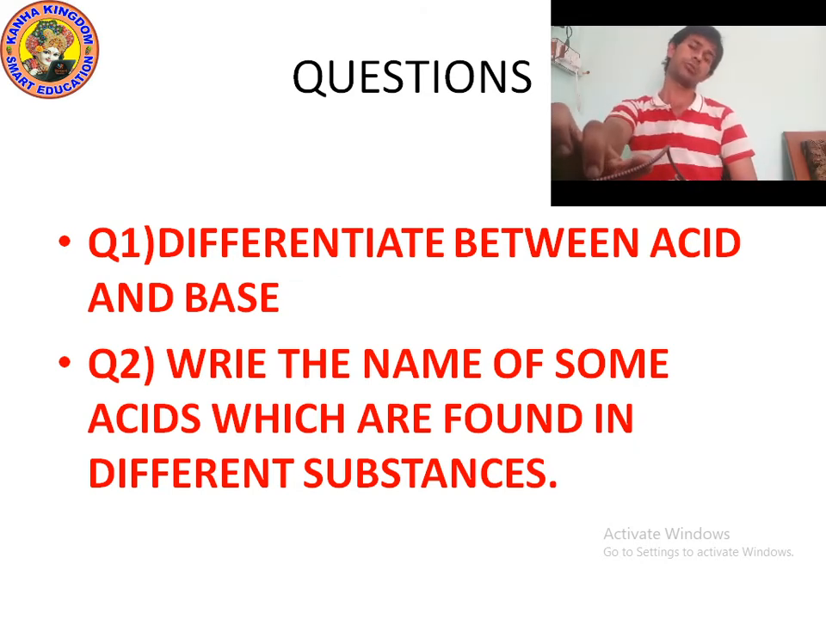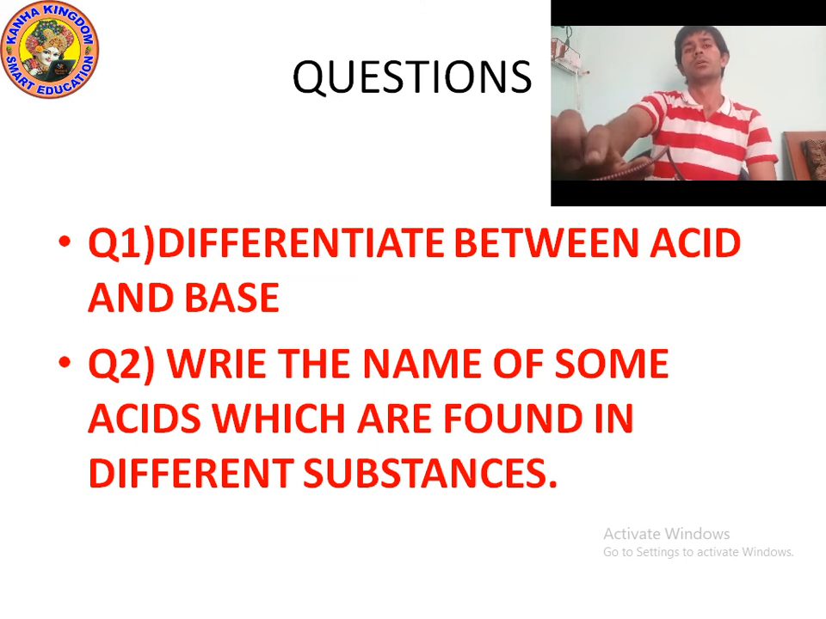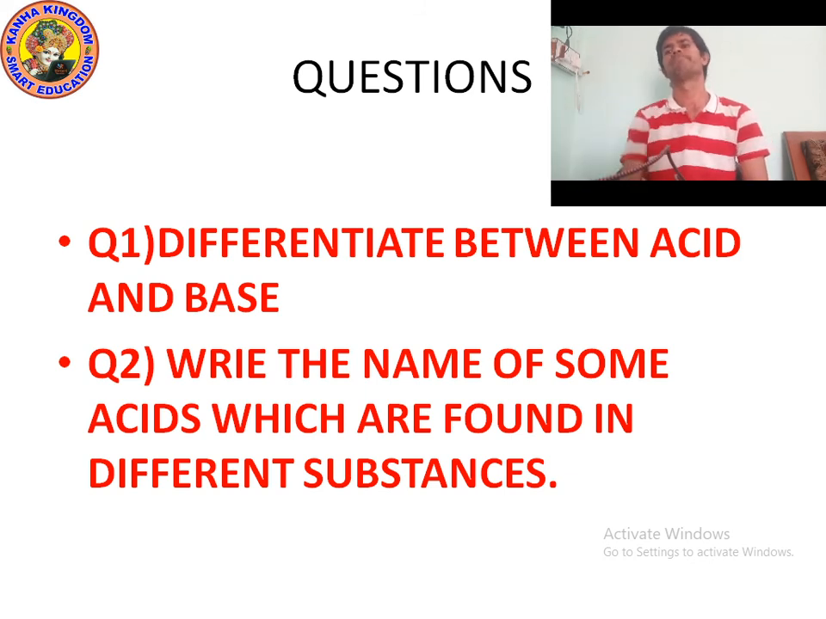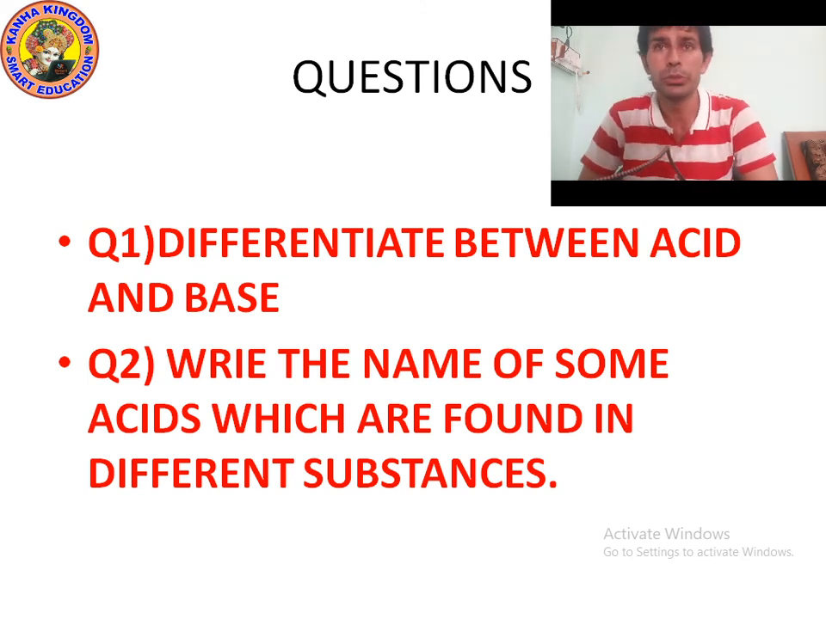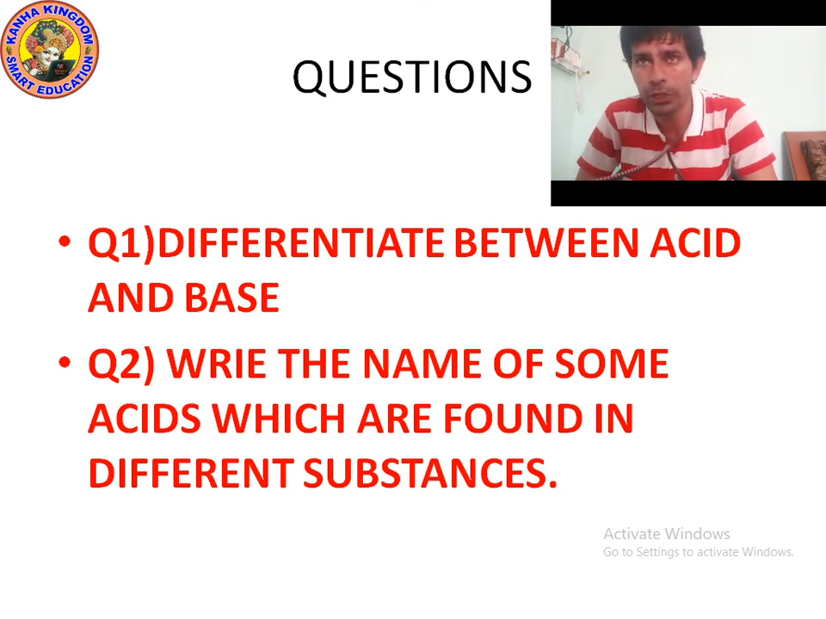Okay, it's time to ask questions from you. Question number 1. Differentiate between acid and base. Acid, you know about acid. Point number 1, acids are sour in taste. Point number 2, acids produce hydrogen ion. Point number 3, acids turn blue litmus red. Point number 4, acids cause acid rain. Point number 5, the pH value of acid is less than 7. So acids are sour in taste, produce hydrogen ion, turn blue litmus red, cause acid rain, and pH is less than 7.